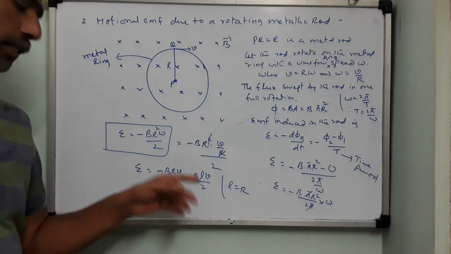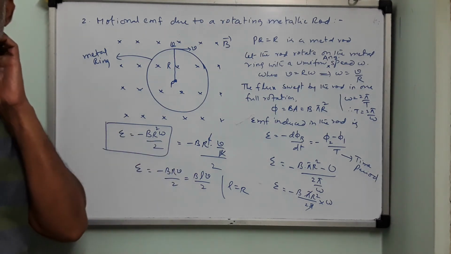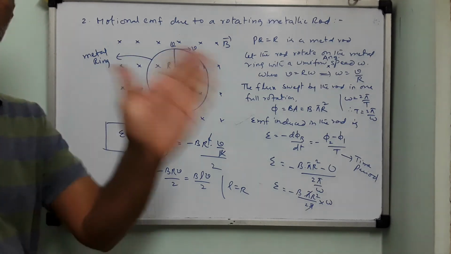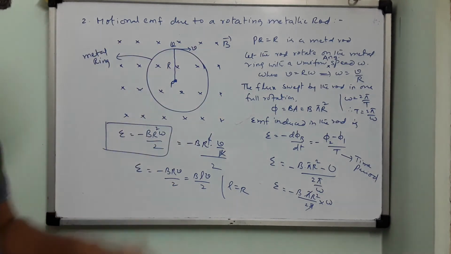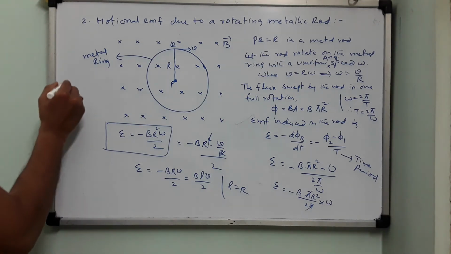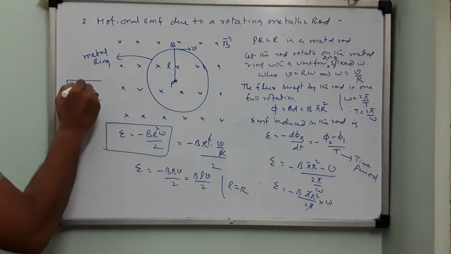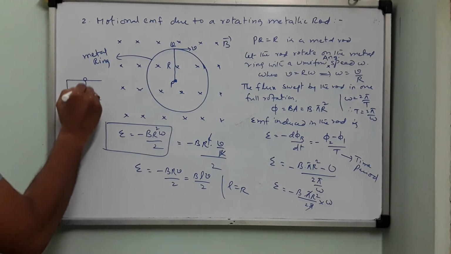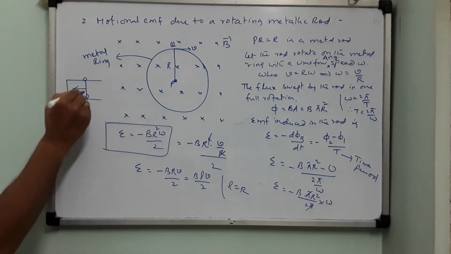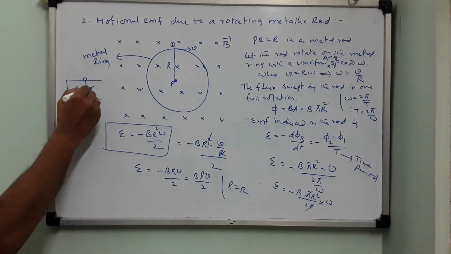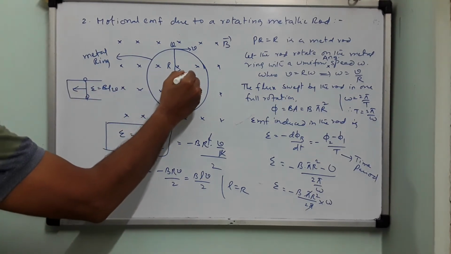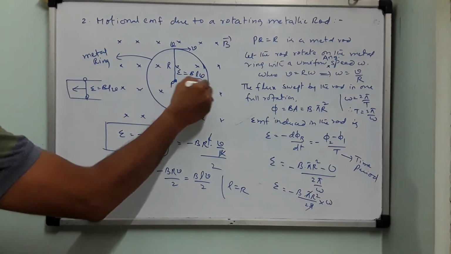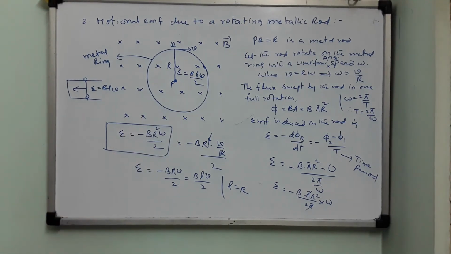So why did I write this expression? I wanted to bring a comparison between a translating rod and a rotating rod. For a rod which is translating on a metallic frame, which you have seen in the last class, this is the frame and this is the side which can slide on this. For that expression E equals BLV, but for this expression E equals BLV by 2. So did you notice the difference?